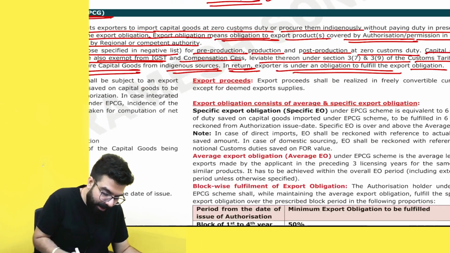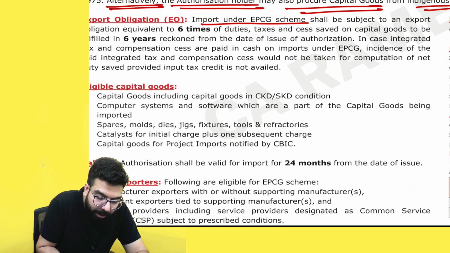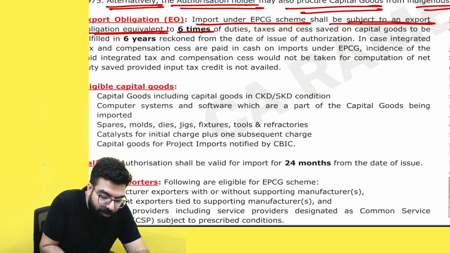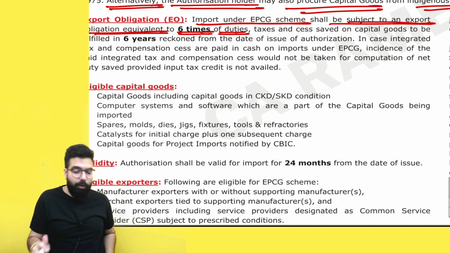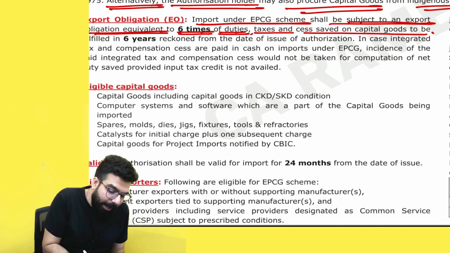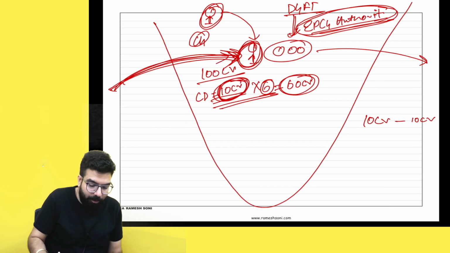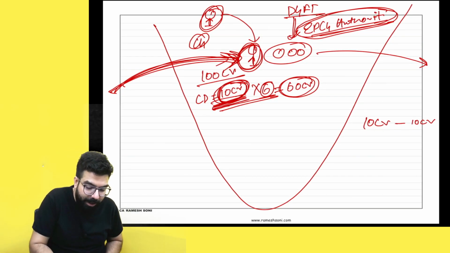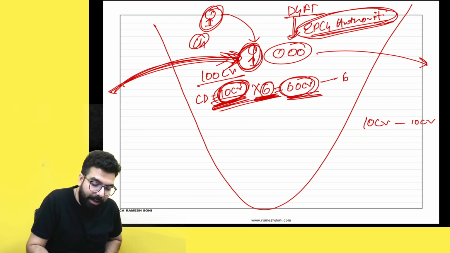Now everyone over here, let's read more. Sir, what will be my export obligation? They are telling import under EPCG scheme shall be subject to an export obligation equivalent to 6 times of the duty saved. Whatever the duty you have not paid, 6 times of the duty saved. They are telling duties, taxes, cess saved on the capital goods to be fulfilled in 6 years, reckoned from the date of issue of authorization. So, always remember whatever duty saved multiplied by 6 times, 60 crore you have to get foreign currency. This much foreign currency you have to earn and give in the next 6 years.